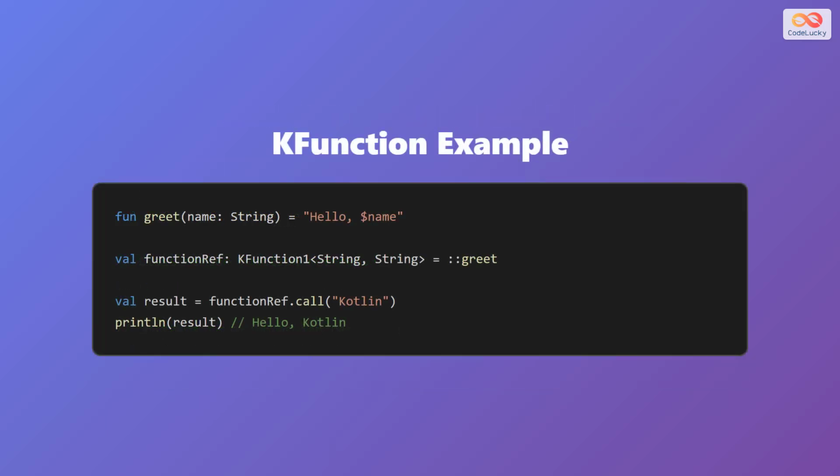Let's look at a practical example of KFunction in action. Here we have a simple function called greet that takes a string parameter and returns a greeting message. We create a function reference using the double colon operator, and the type of this reference is KFunction1, which indicates it's a function with 1 parameter that returns a string. To actually invoke the function through its reference, we use the call method and pass the required arguments. When we print the result, we see the expected output. Hello, Kotlin. This demonstrates how function references allow you to treat functions as objects that can be stored and invoked dynamically.